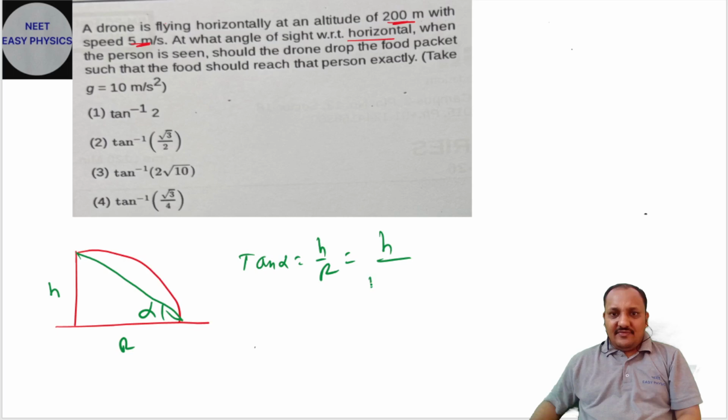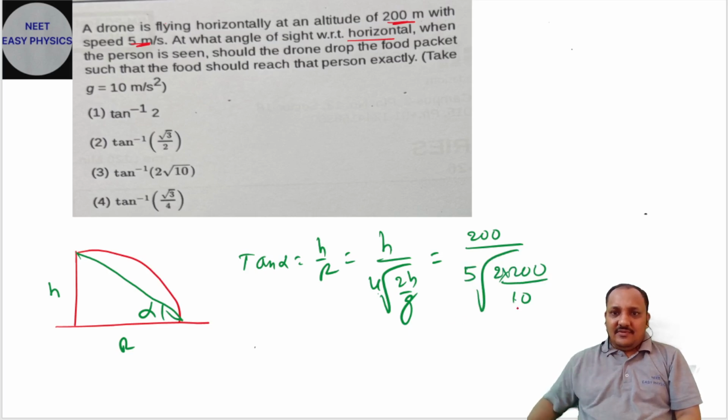Tan alpha is going to be h by R. What is the range formula? U into root 2h by g. What is h they gave? Altitude 200 meters. What is the velocity? 5 into root of 200 by g, value 10 they gave. So if you cancel, we can observe the 5 also cancels, and we get 40. So 40 by root 40.